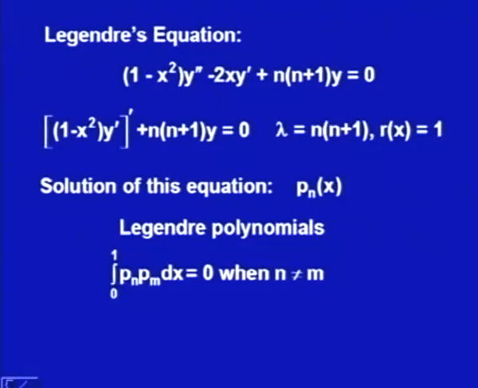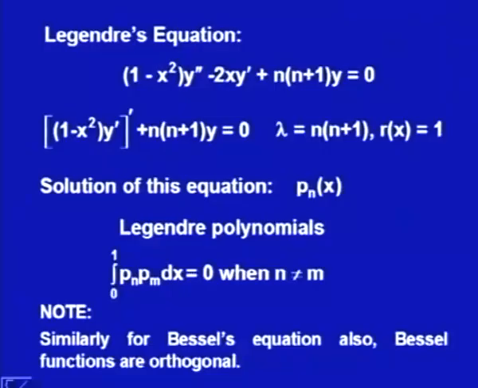Moreover, you had already done that Bessel's equation is also a special form of the Sturm Liouville equation, and its solutions you called the Bessel functions. You had already proved that the Bessel functions are orthogonal. Again you can show them using this Lagrange's identity.